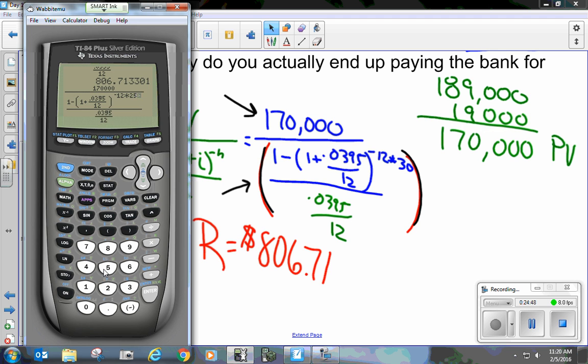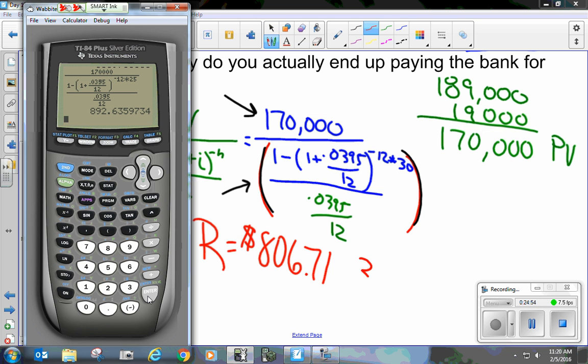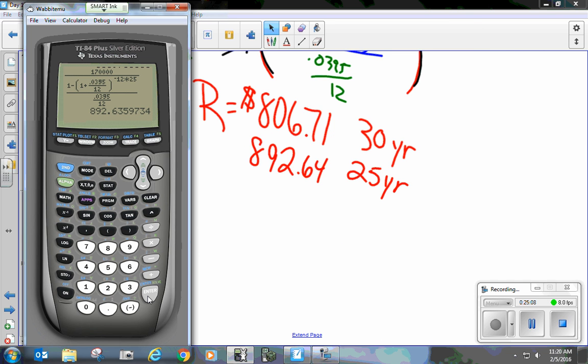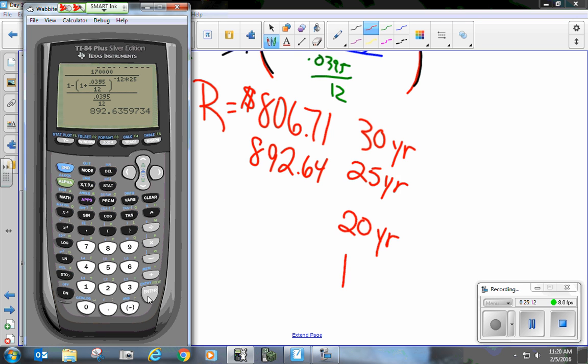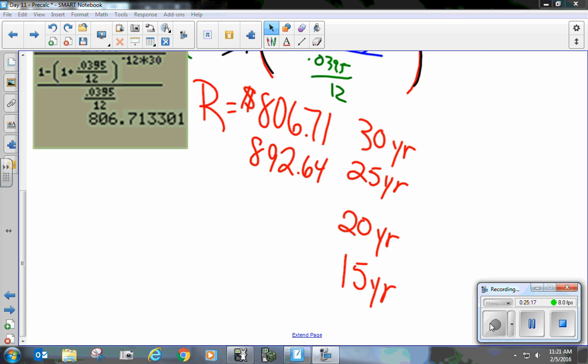If I hit enter, that's 892.63. So what we're going to do, this is for a 30-year. So now it is 892.64. We'll round to two decimal places for a 25-year. You guys tell me what would be for 20-year, gentlemen, and then the 15-year, ladies. So, gentlemen, what do we have for the 20-year mortgage?